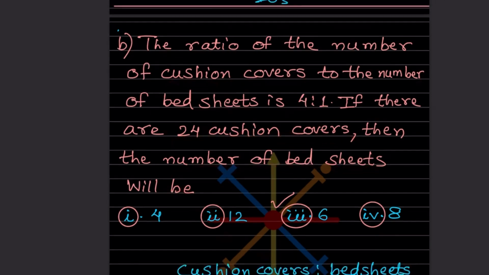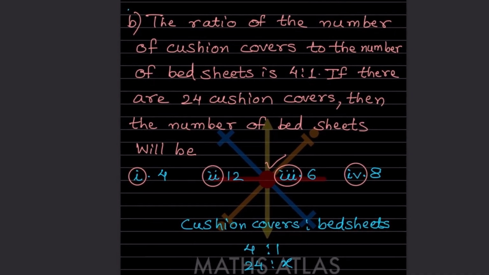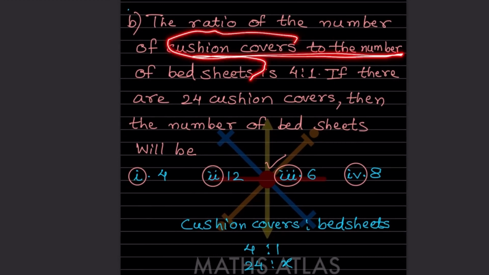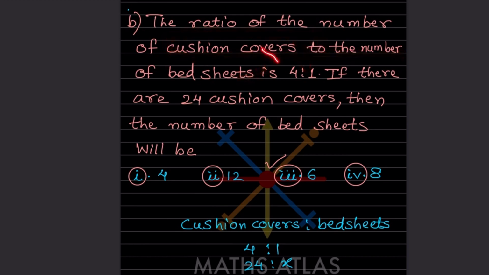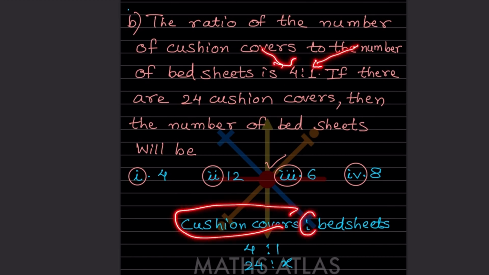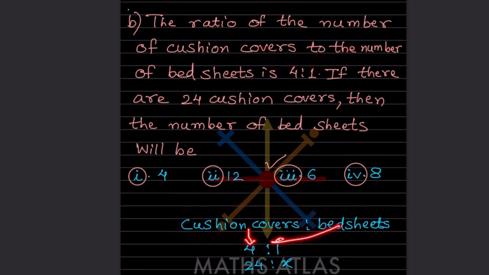So again, I have solved this one. Now see here, cushion covers to number of bed sheets, these two are given, so that will be the ratio. Cushion cover means this 4, and number of bed sheets means this one. Hope this is clear. See here, cushion covers is to bed sheets, so this will be 4:1. So cushion covers are 4 and bed sheet is going to be 1.